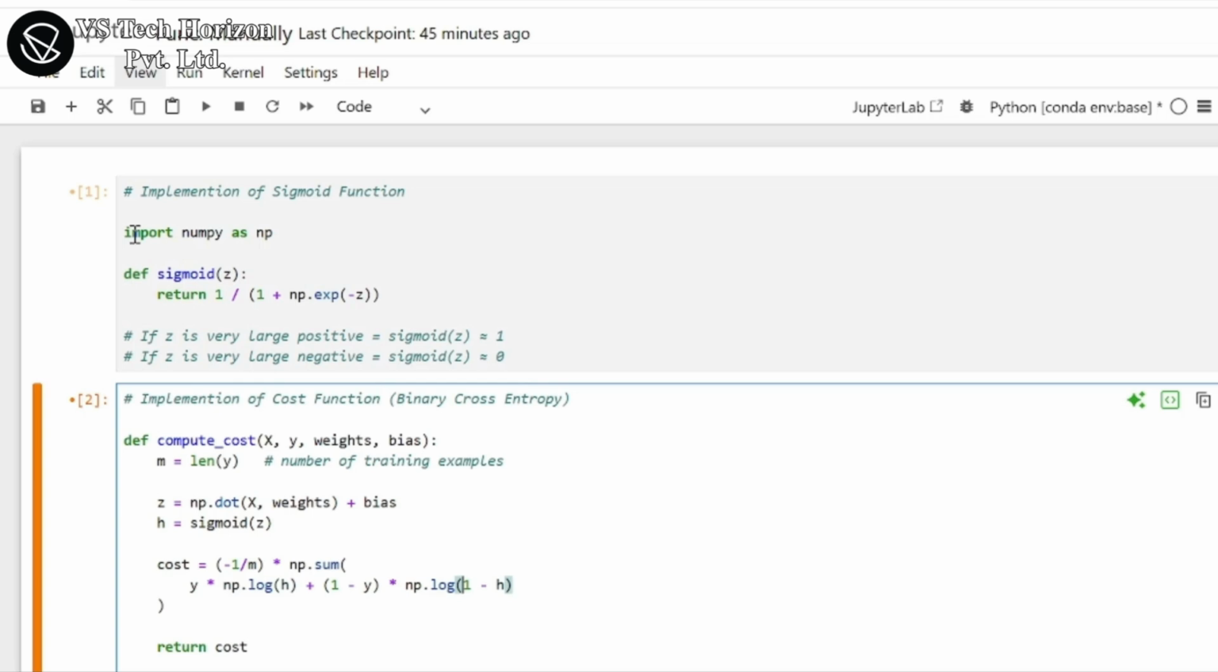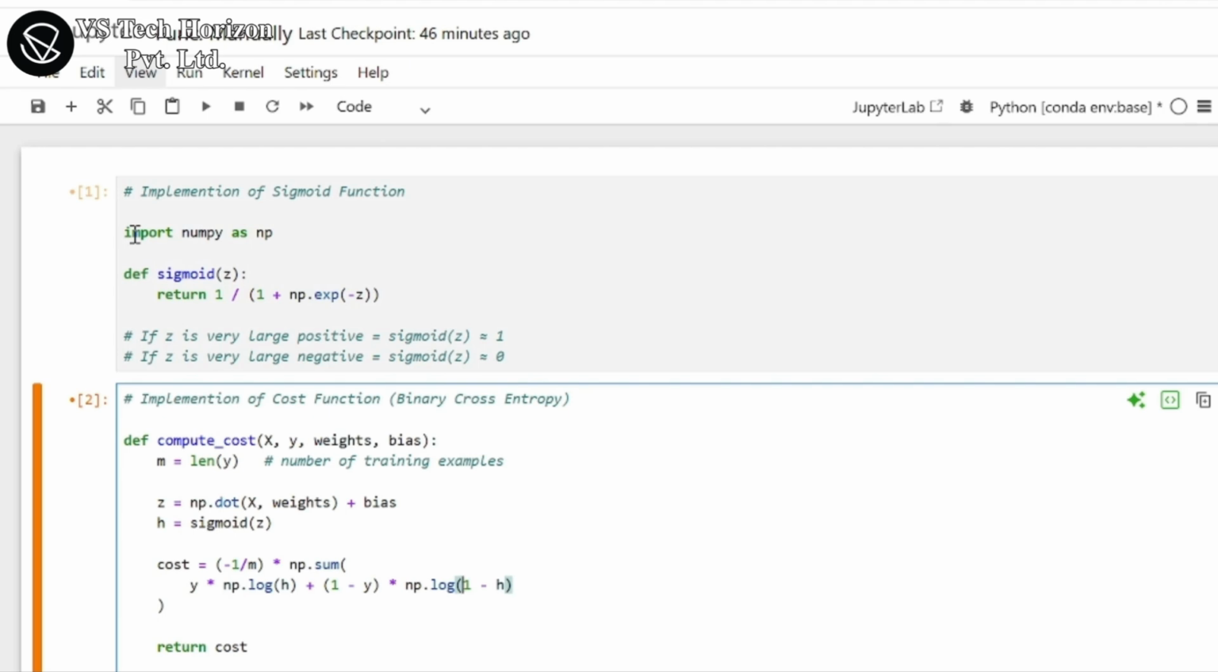Hello everyone. Today we will manually implement the sigmoid function, cost function, and gradient descent. It will help us implement logistic regression manually from scratch without using any built-in machine learning libraries. The goal is to understand the mathematical foundation behind logistic regression. It all starts with understanding the problem.